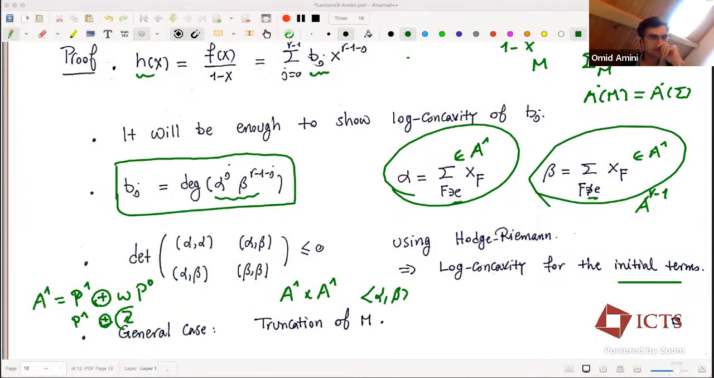One more question: these techniques used here, usually log concavity is stronger than unimodality, right? Exactly. So these techniques are usually used to prove log concavity, right? But if you just want to prove unimodality, are there similar techniques? Suppose you don't have log concavity, but just unimodality. I see.